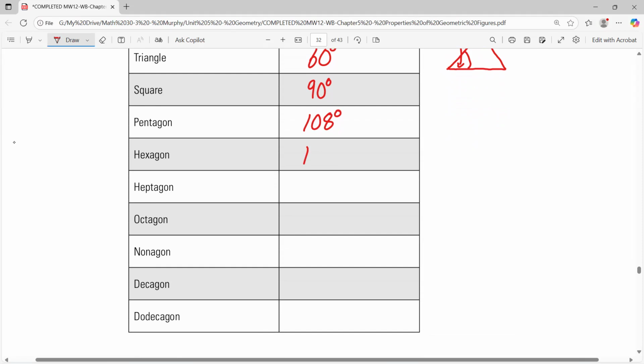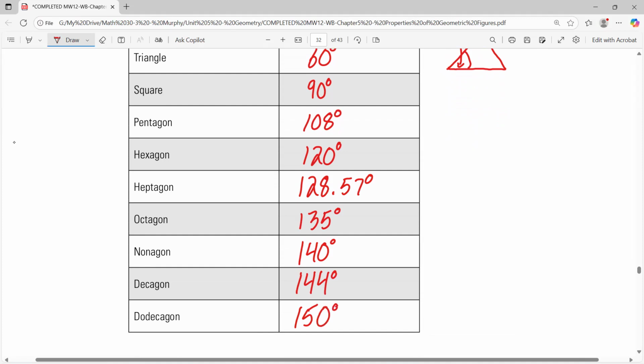Hexagon is 120, so the angle seems to go up. Heptagon actually comes out to 128.57. Octagon is 135. Nonagon is 140. Decagon is 144. And dodecagon is 150.